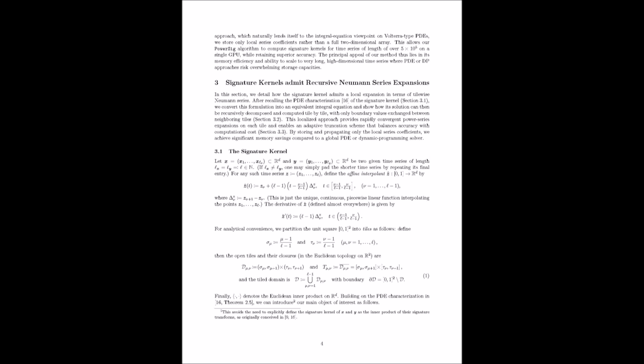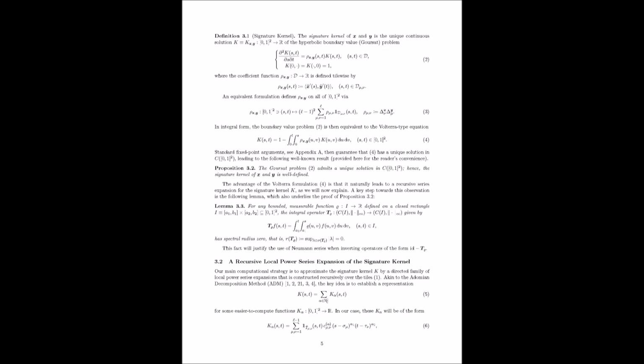That's right. If a region has lots of variation or changes quickly, we might want smaller tiles to capture all those details. And if it's smoother, we could use larger tiles without losing too much accuracy. Exactly. It's like using different brush sizes depending on what you're painting. I like that analogy. So PowerSig can adjust to different levels of complexity in the time series.